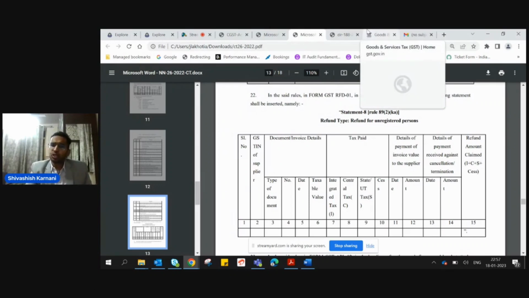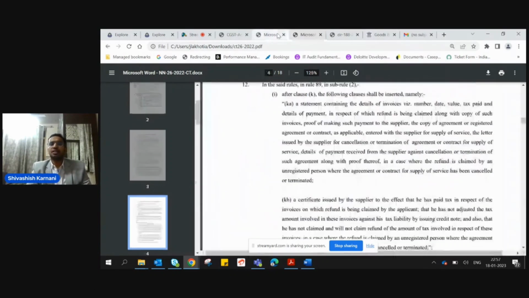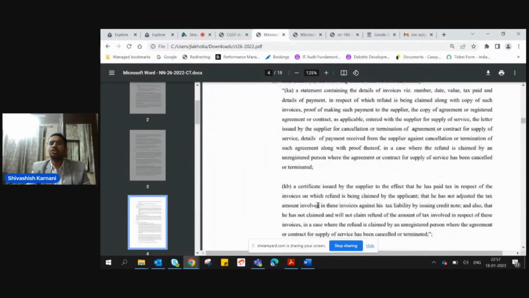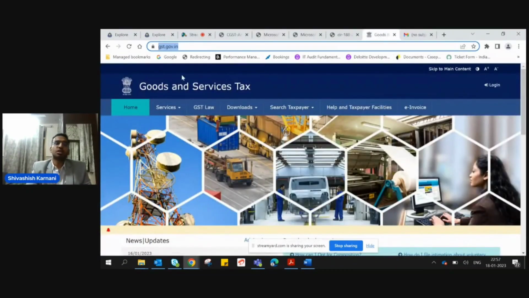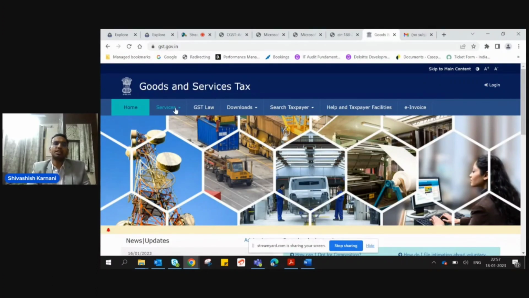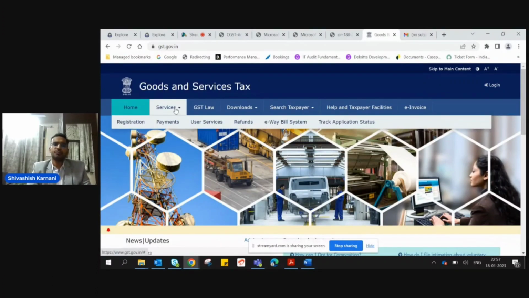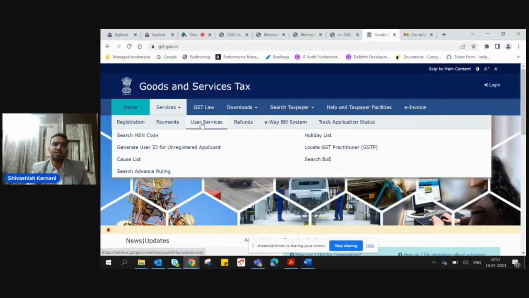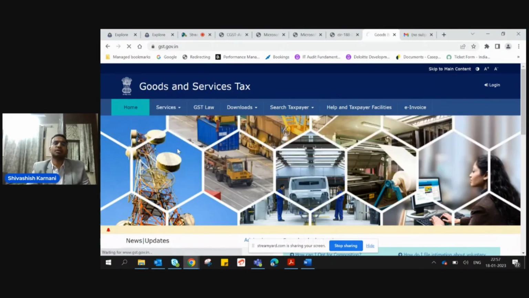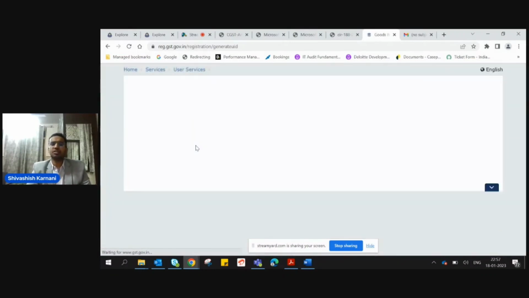Now, how are we going to claim the refund? We have seen the statement, and we have seen the certificate which is required to be issued by the supplier, that is builder or developer, as the case may be. For that, we have to go to the portal gst.gov.in. This is a government website wherein we have to go to Services, then User Services, then Generate User ID for Unregistered Applicant.